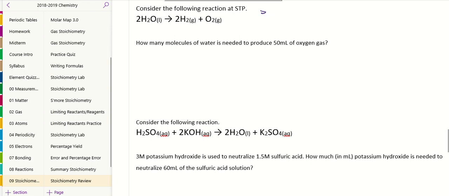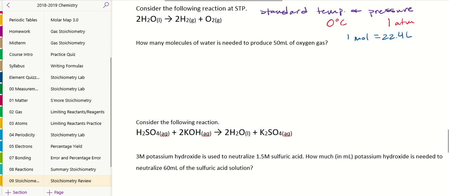Remember, standard temperature and pressure is equal to 0 degrees Celsius and 1 atmosphere, 1 atm. Under those conditions, 1 mole of a gas is equal to 22.4 liters. So we can go from volume to moles, and then from there, mole ratio.